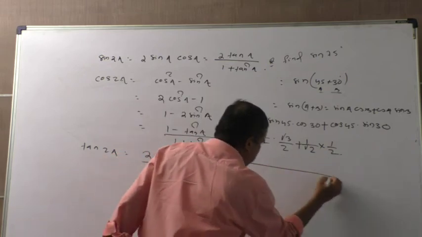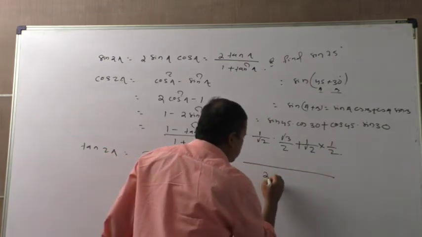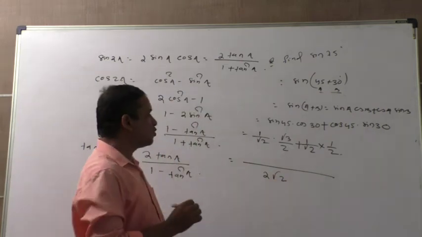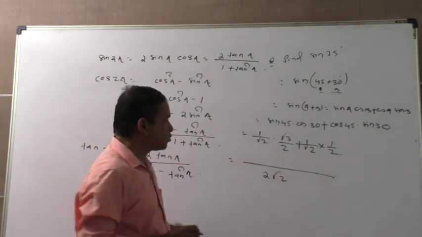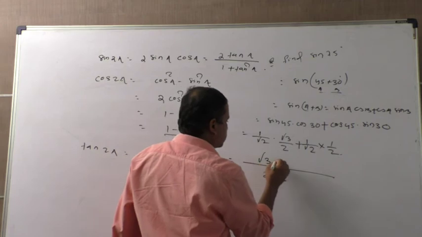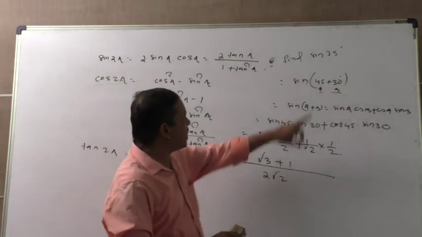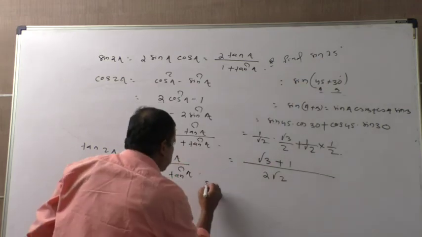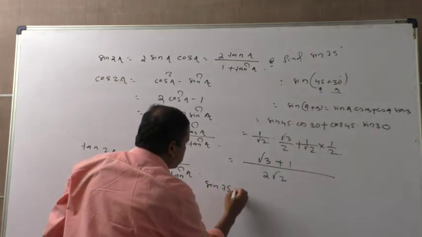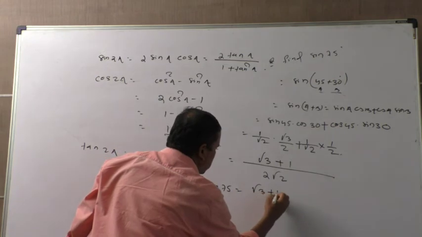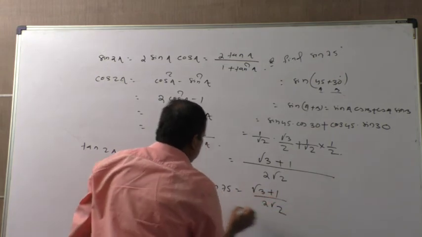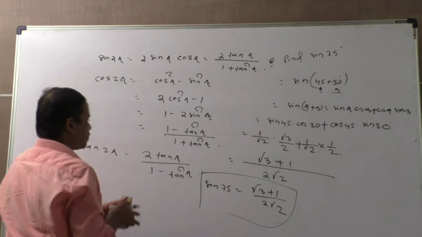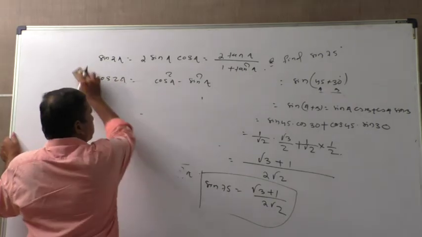If you take the LCM, the LCM is 2 root 2. So this will be root 3 plus 1. So sin 45 plus 30, that is sin 75, the value of sin 75 is root 3 plus 1 by 2 root 2. So using the compound angle A plus B, we have found the value of sin 75.